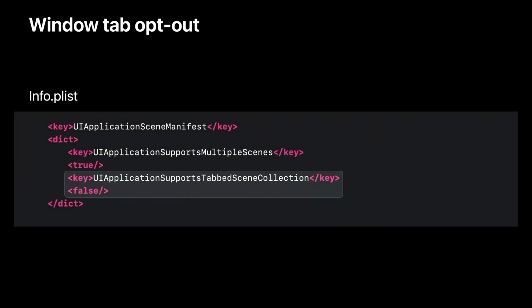For document-based apps, there's a new plist property called UIApplicationSupportsTabbedSceneCollection to opt out of window tabbing. When set to false, window tabbing will be disabled and the default tab-related menu items will not be added.